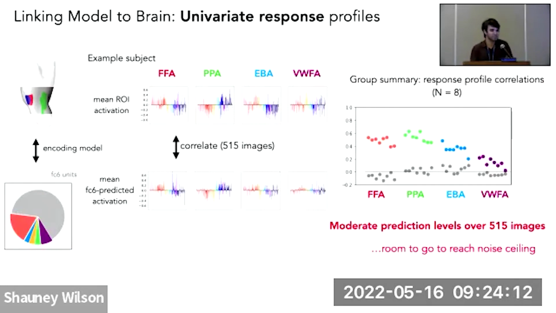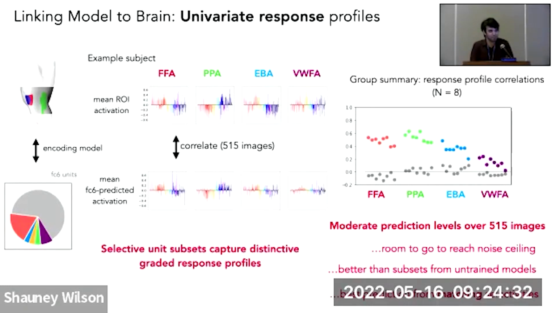And we also tried using selective units for one category to predict brain regions that had different preferences. And in all cases, we found that the regions were best predicted by the subsets with matching selectivities. And this held only because of our positive weighting constraint in the encoding model. So the selective subsets do seem to capture something about the graded representational structure that we see in these regions.